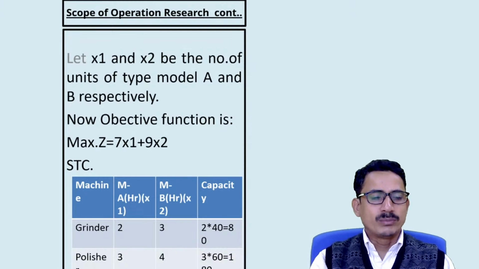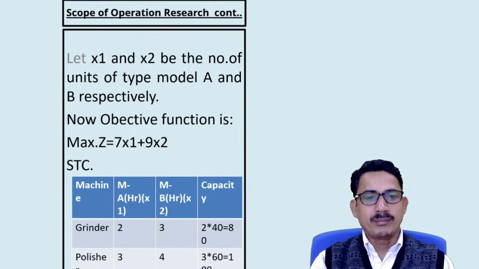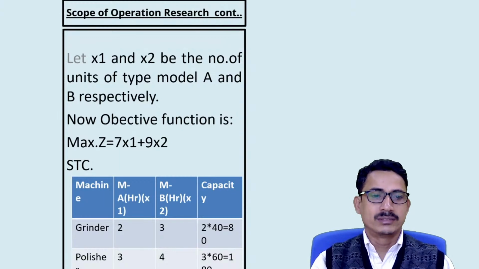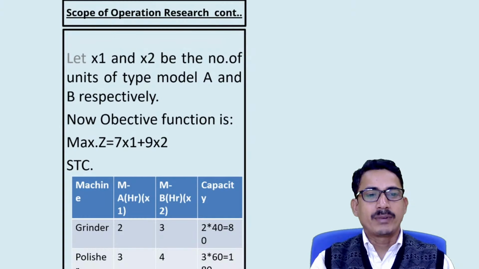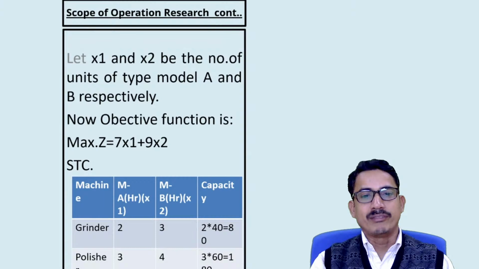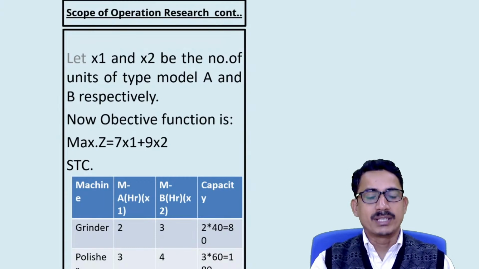As you know, we have two machines, the grinder machine and the polisher machine, and we have model A and model B. I have kept hours in the bracket. When you are going to manufacture model A with the help of a grinder or polisher, it takes some time in the form of hours. And again, I have kept x1 because x1 is linked with model A, x2 is linked with model B. Again, the capacity is given. You cannot go beyond the capacity.